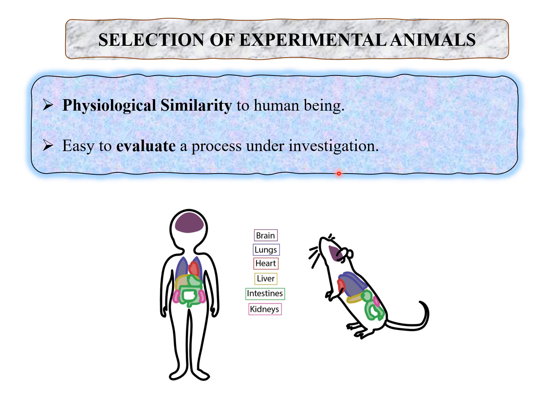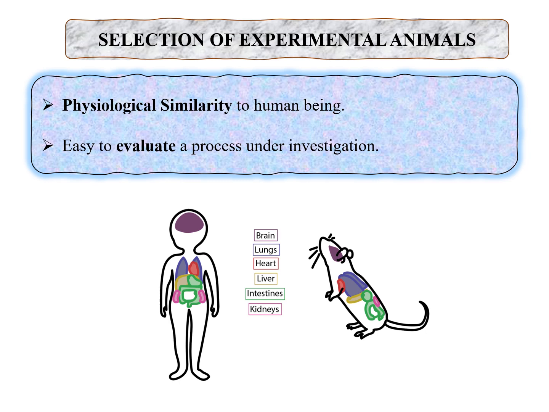For the anti-diabetic study, if we choose a mouse, which is a small animal, it is around 25 to 30 gram in weight, whereas the weight of the rat is between 250 to 300 grams. So it will be easier for the investigator to withdraw blood to check the blood sugar level in anti-diabetic studies. So it should also be easy to evaluate a process under investigation for the investigator while selecting an experimental animal.